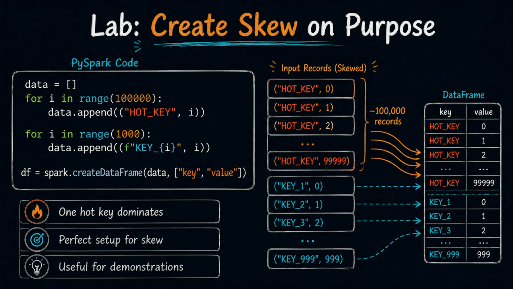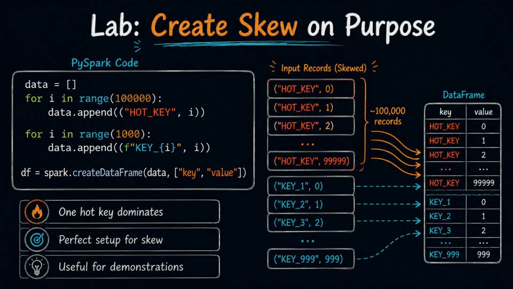First, we add 100,000 records with the same key, hot key. Then we add only 1,000 records with different keys like key 1, key 2, key 3, and so on. This setup ensures that one key has a massive number of entries compared to the others, making it a clear case of data skew. After that, we create a data frame with two columns, key and value. The key column contains the various keys we've added, and the value column holds corresponding values for each record. This structure allows us to analyze how data is grouped and processed.